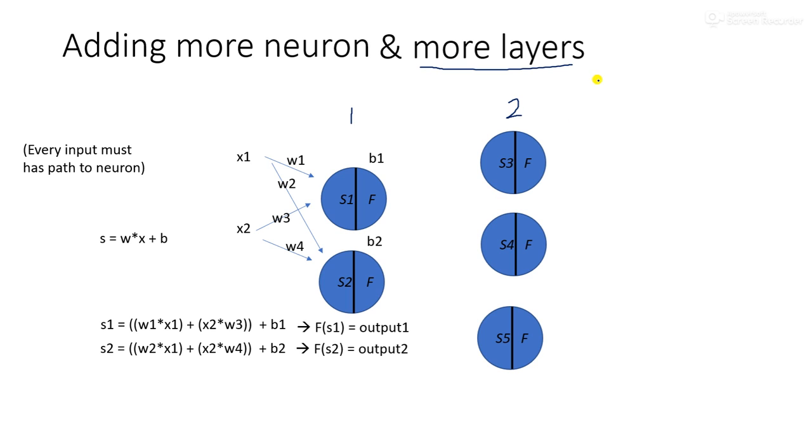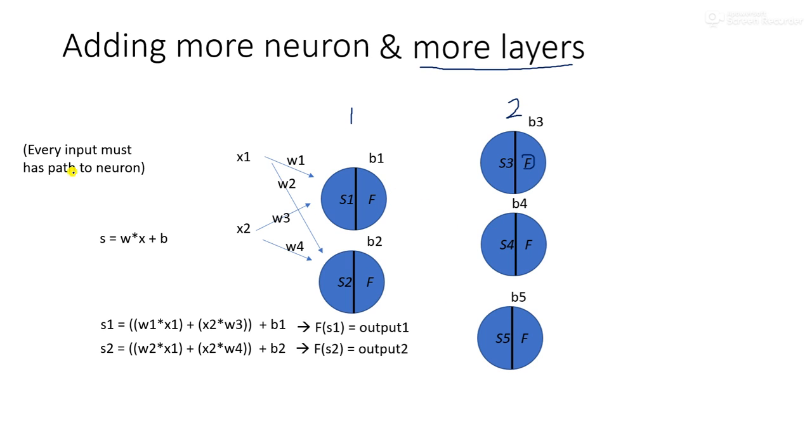So how does it work here? Remember, every input must have a path to a neuron. Before we go to the weight, we go to the bias. Every node has a bias. So node S3 has bias B3, this has bias B4, and this has bias B5. The values are different for all of them, and the function F is still the same for all.